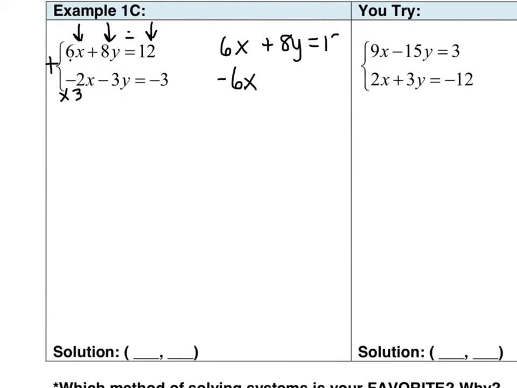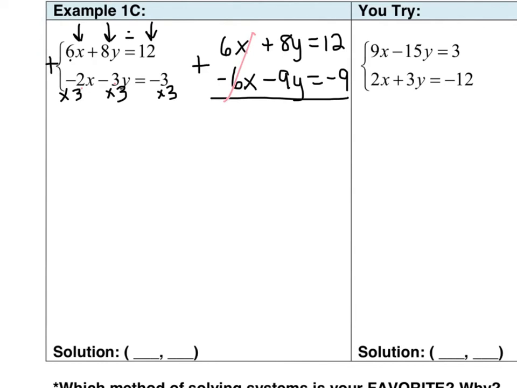So I'm just going to recopy the top equation, but you can't just multiply one of the numbers by 3 on the bottom. We're going to have to multiply all the numbers by 3. So it'll be 6x, negative 3 times 3 is negative 9y, and then the other side will also be negative 9. Now we can add these two equations together. All I did was multiply every number on the bottom by 3. That way that negative 2 would turn into a negative 6, and we can cancel those out.